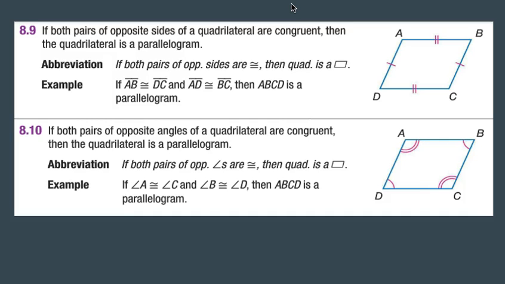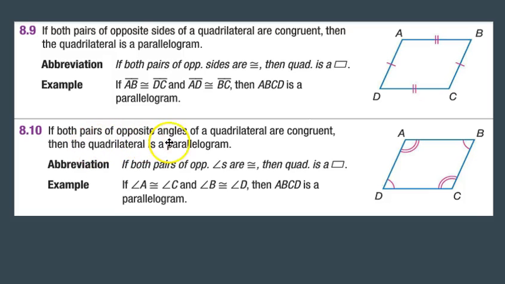If both pairs of opposite sides of a quadrilateral are congruent, then the quadrilateral is a parallelogram. So just as we talked about in the previous lesson, if the opposite sides are congruent with each other, then we know it's a parallelogram. So you should notice it's very repetitious for this one.